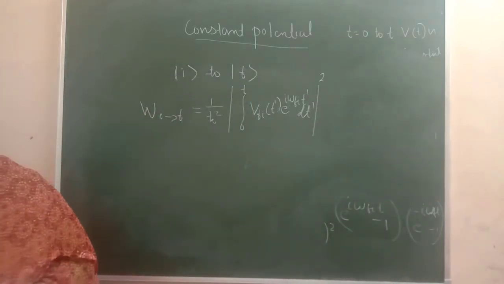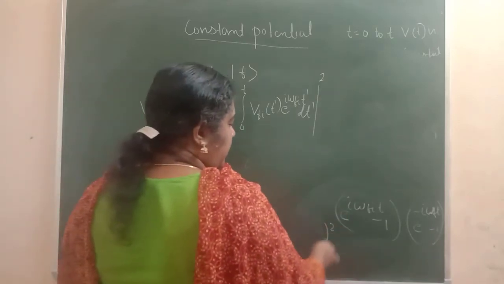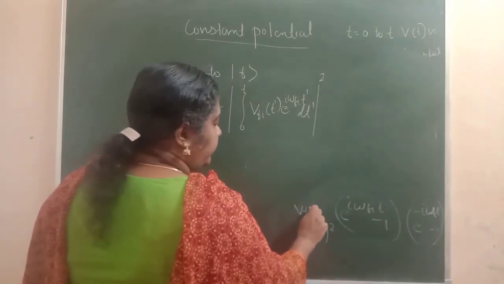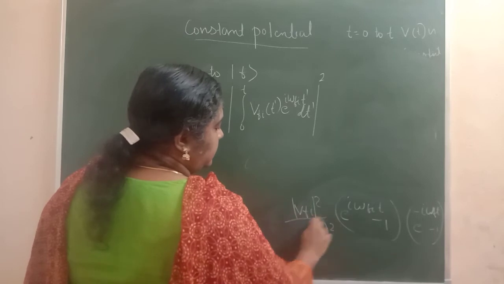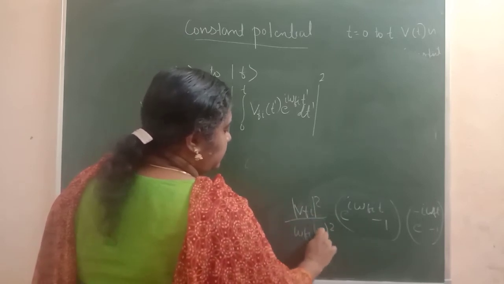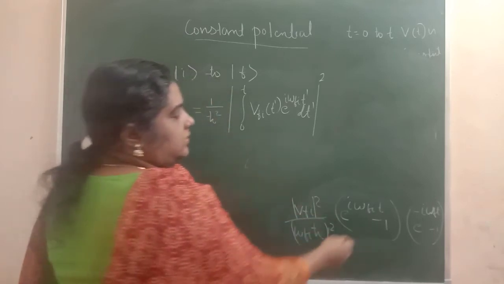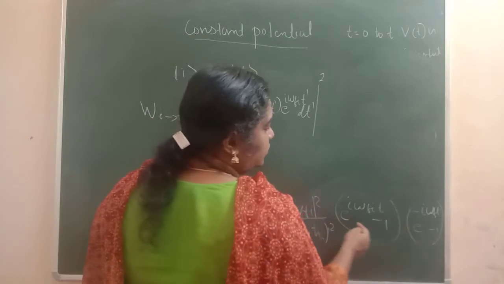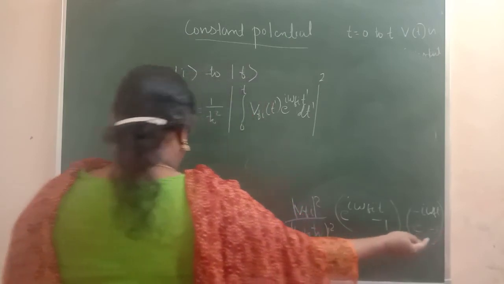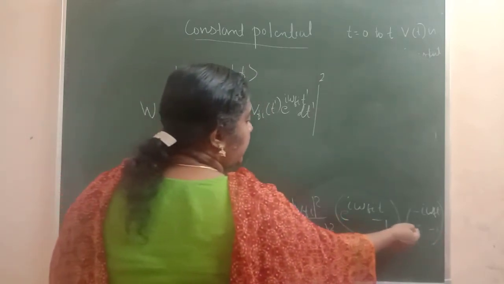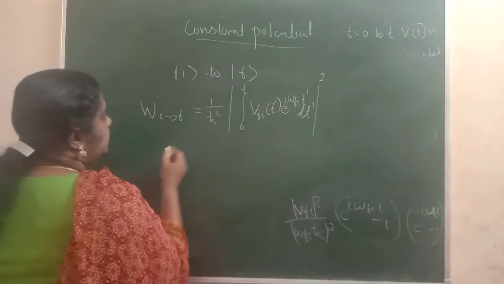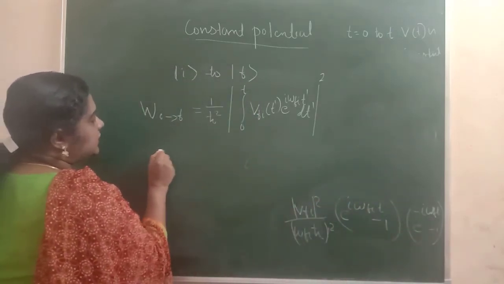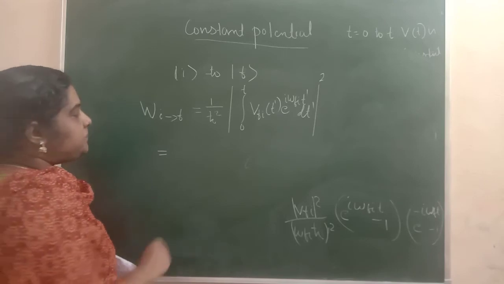So I am going to substitute here, e raised to i omega is Vfi squared. This will be 2 into 1 minus cos omega fi t. So this transition probability will be, okay.